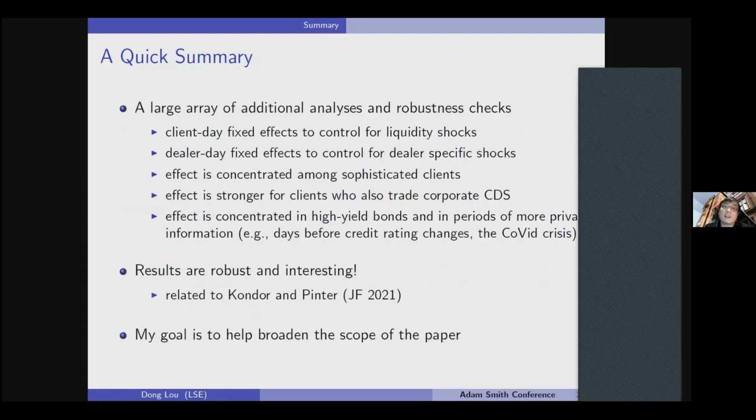Now, the paper conducts a large array of additional analyses and robustness checks. I'm not going to bore you with the details again. Let me just say that the results are robust and very interesting.